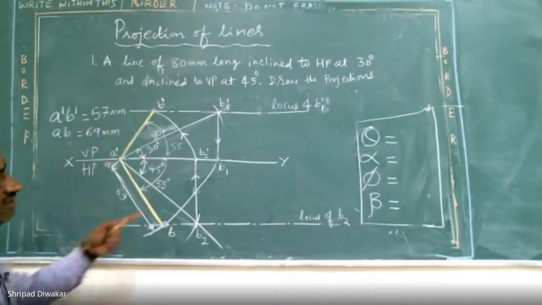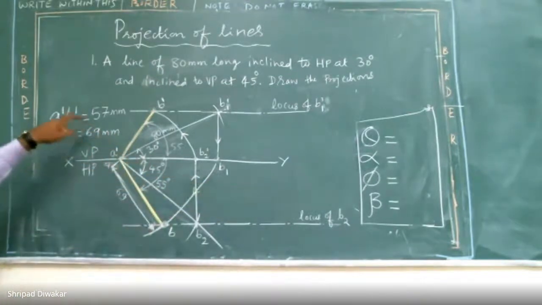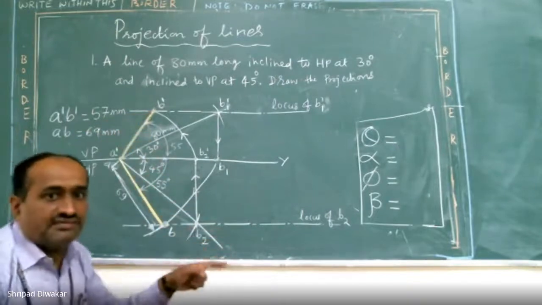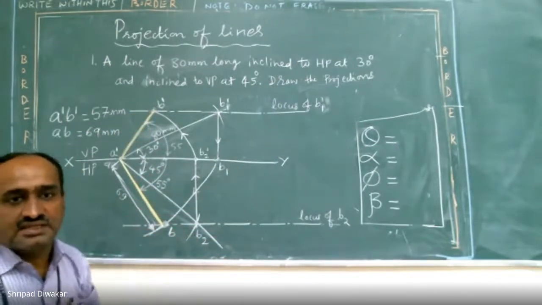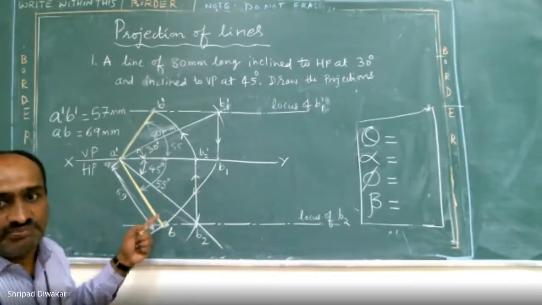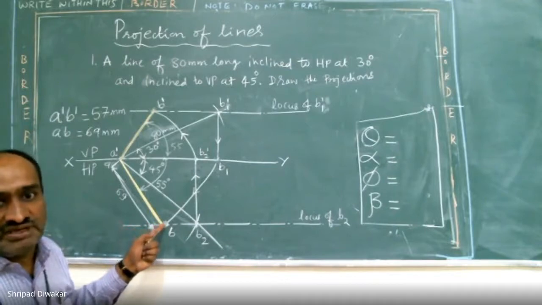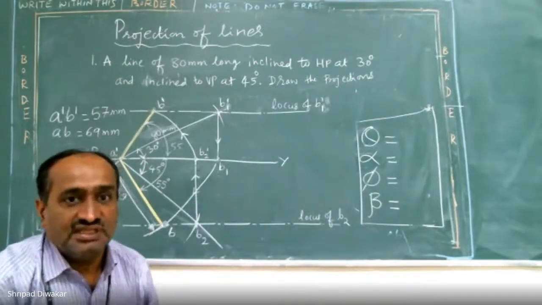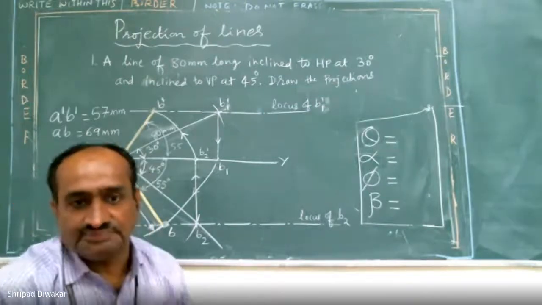Now coming to the angles. A dash B dash is your apparent length in front view. AB is the apparent length in top view. So AB you are getting as 69, and A dash B dash you are getting as 57 mm. Now tell me what angles you are getting. What is theta first? What is the representation? Theta?